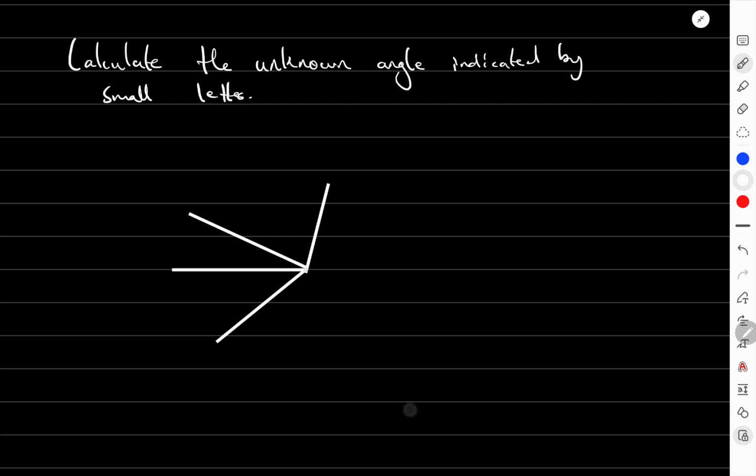I have my vertex, which is here. I'm being told that the angle that is found here is 200 degrees. Here I have 78 degrees. I have the value of x. My lines are A, B, C, D.